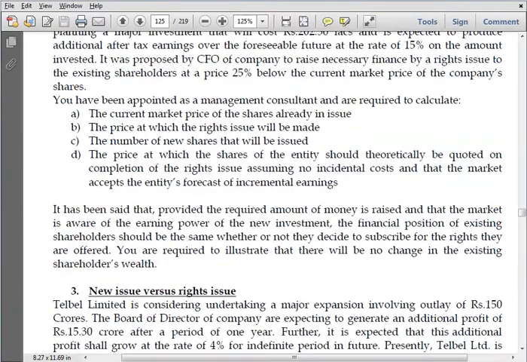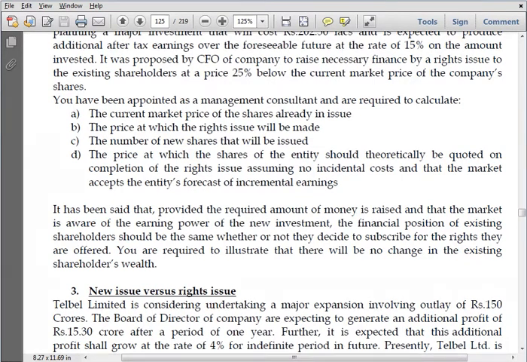Now we have done all four parts. Some extra information: you are required to show that the financial position of existing shareholders would be the same whether or not they decide to subscribe for the rights they are offered. You are required to illustrate that there will be no change in the existing shareholders' wealth. They are asking us to analyze the wealth of the shareholder whether or not they subscribe to the rights issue. If you are not subscribing, you have to sell the right. You have to do one of them.